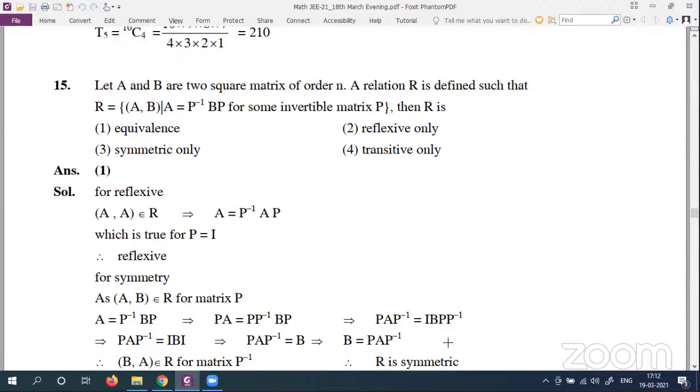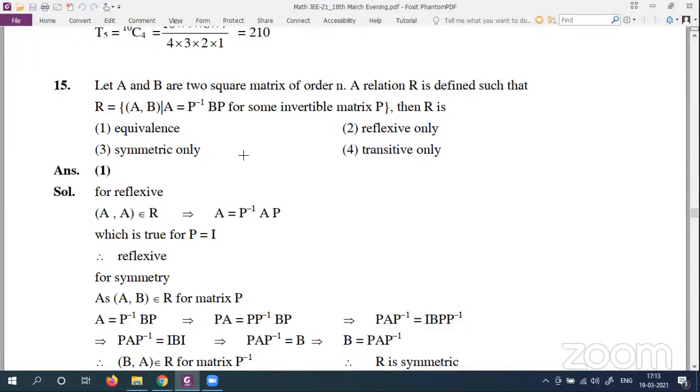Next is types of relations. Usually one question always comes from relations. It is given that A and B are two square matrices of order n. A relation R is defined such that R is a relation from A comma B such that A is equal to P inverse BP for some invertible matrix P. Then R is what type of relation?